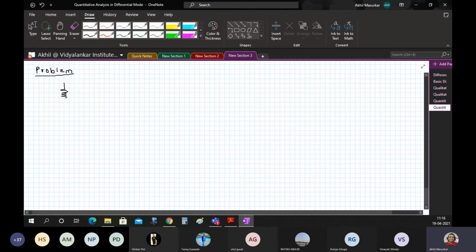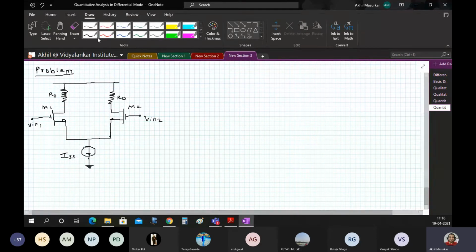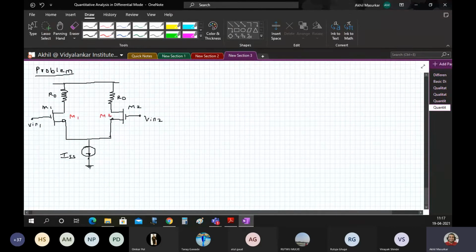Here we have again a differential amplifier. And this is RD, this is also RD, this is my M1, this is M2, and here we have V in 1 and here we have V in 2. So here what is given to us is this is M1, this is M2, and here we have our normal one, that is V01 and V02 with VD.